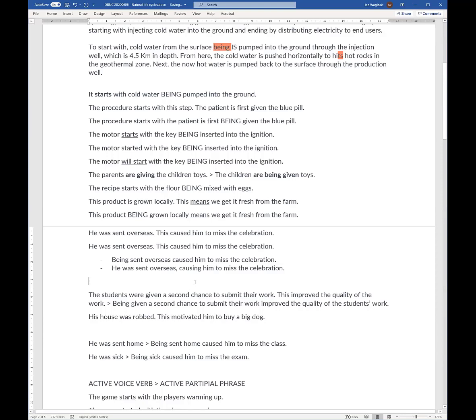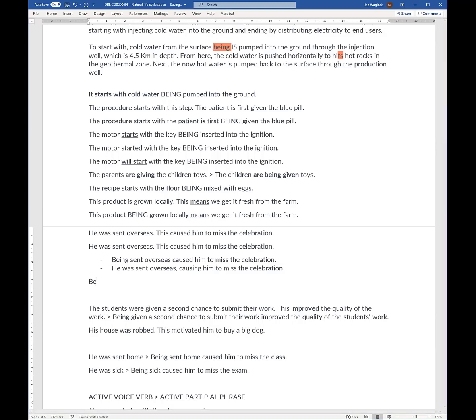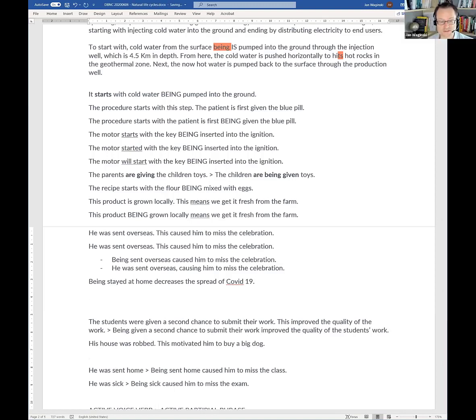Mr. Yan, for example, being stayed at home decreases the spread of COVID-19. It's not okay. Why? Can you use stay passively? There's a staying at home. Because if you made this into a simple sentence, you wouldn't use stay passively. Passively, okay. Being forced to stay at home. There you go. I got your point. Yes, you can be forced by someone, or rather by someone, yeah. Okay.